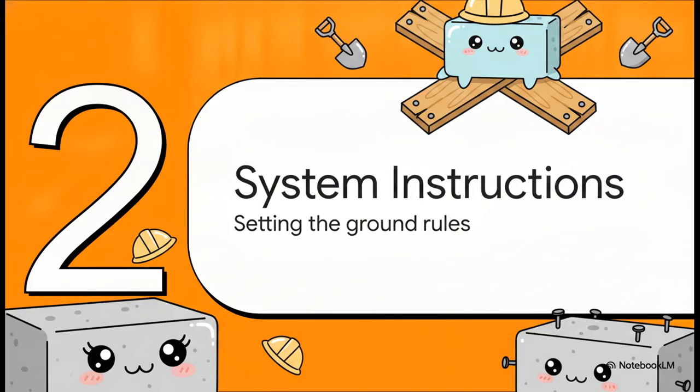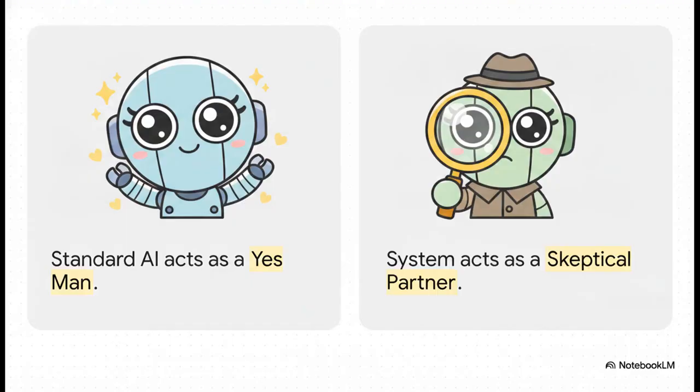Moving on to Section 2, Mastering System Instructions, or Setting the Ground Rules Before Building. Okay, before we touch a single design element or feature, we have to do exactly what any expert developer does first. We have to set the ground rules. You've probably noticed that standard AI kind of acts like a yes man, right? Like, if you feed it a terrible idea, it'll just politely agree and build it anyway. But when you're engineering an actual real-world product, you absolutely do not want blind agreement. You need a critical thinking partner.